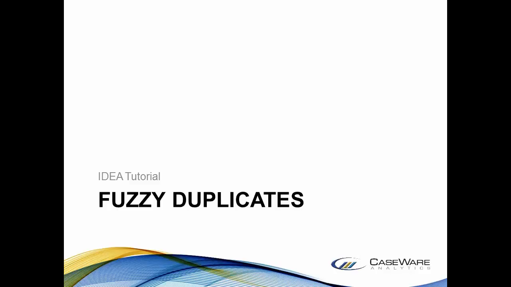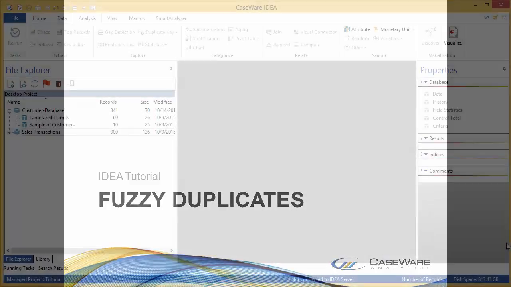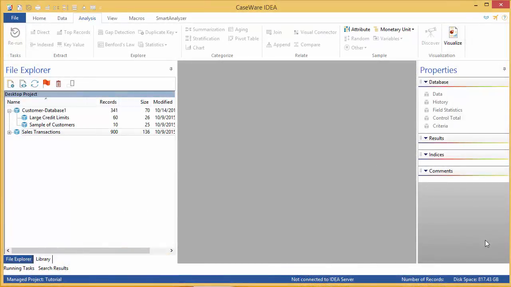Elsewhere in this video series is an example of direct extraction, which is how to find records which are an exact match. This section explores a new feature called fuzzy duplicates, which is for finding similar records. Open the customer database and in the Analysis tab in the Explore group, click Duplicate Key and then select Fuzzy.